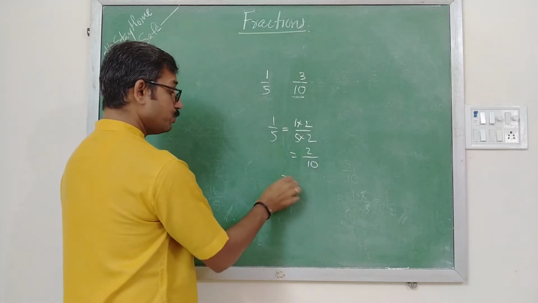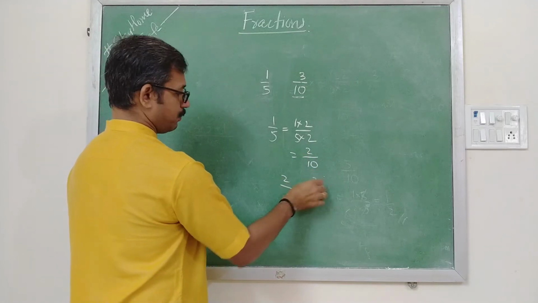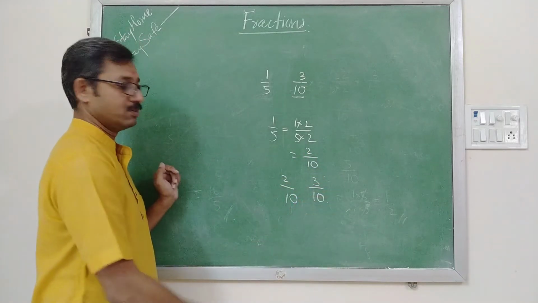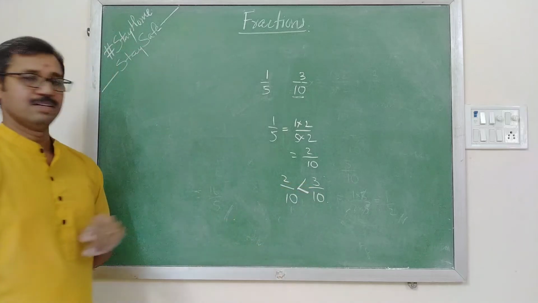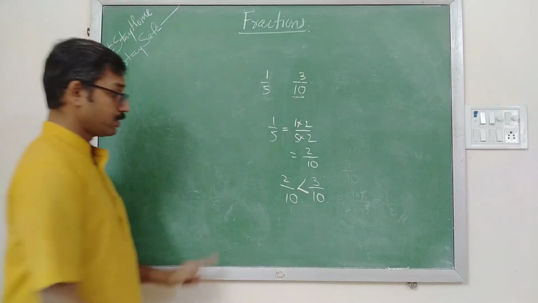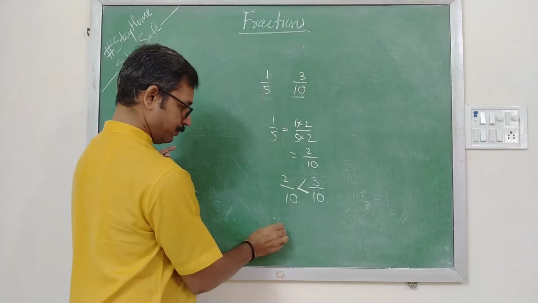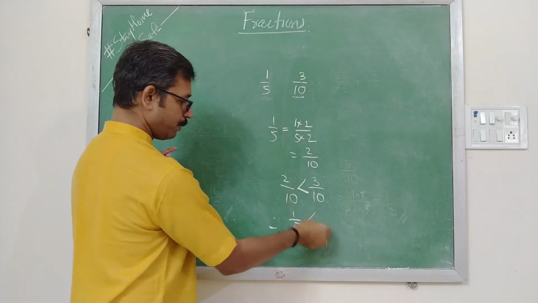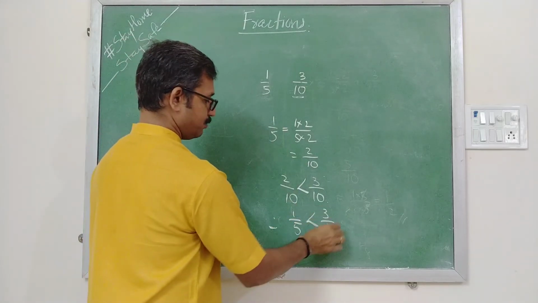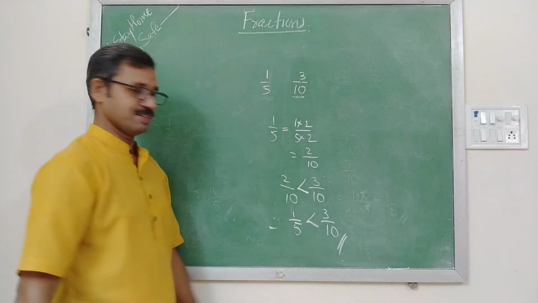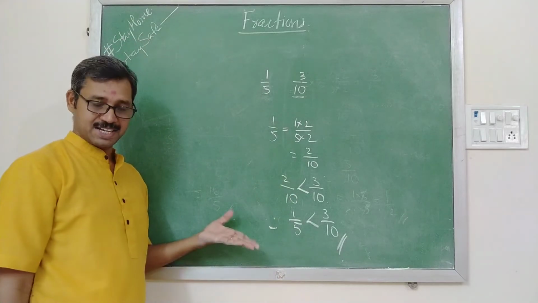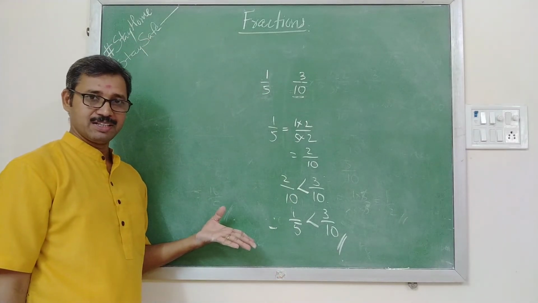Now look, 2 upon 10 and 3 upon 10. Now you can compare. Which is less? Now look, in the place of 2 upon 10, what can we write? 1 upon 5. Therefore we can say that 1 upon 5 is less than 3 upon 10. This is the way of comparison. Got it? Understand it well? Now you can do it.